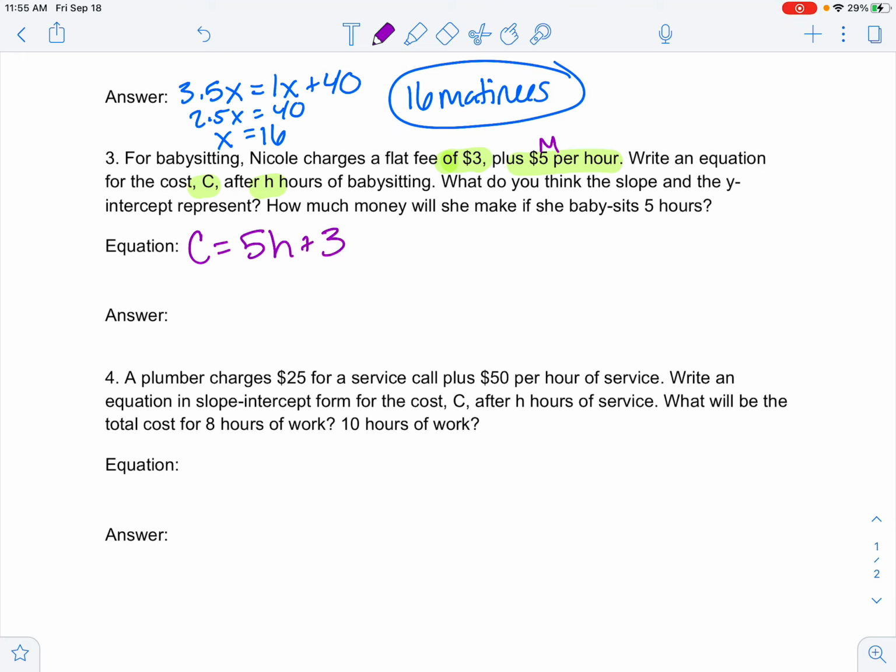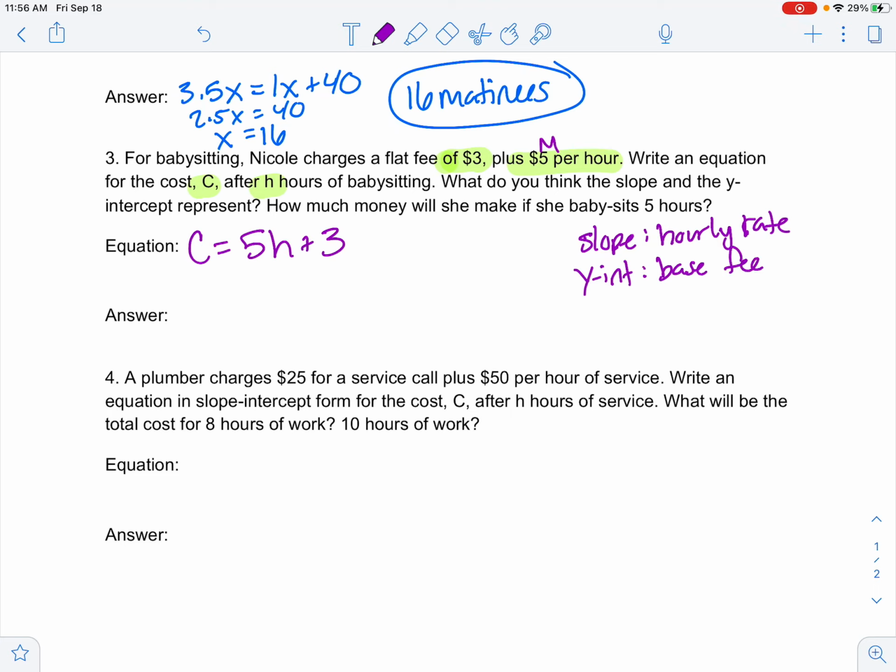Okay, from there, what do you think the slope and the y-intercept represent? Well, the slope is what? That's what we charge per hour. That's our hourly rate. And what's the y-intercept represent? Okay, that's my base fee. No matter what, you have to pay $3.